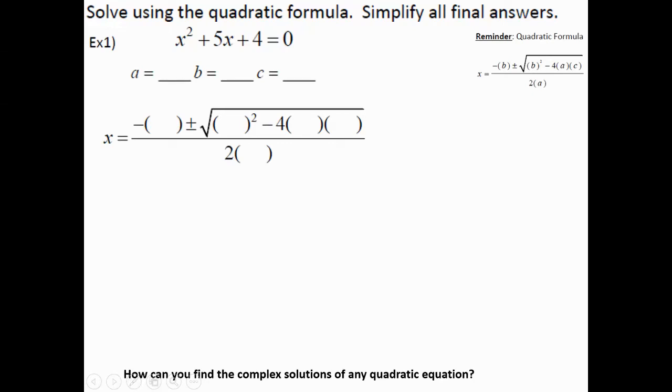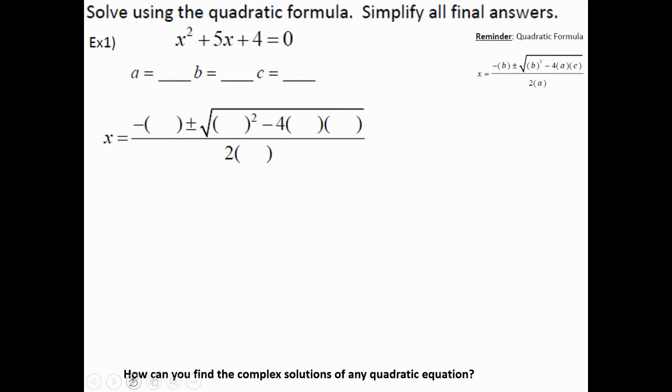We're going to solve quadratics using the quadratic formula. So if you don't remember the quadratic formula, it's right over here. It's x equals negative b plus or minus the square root of b squared minus 4ac all over 2a.